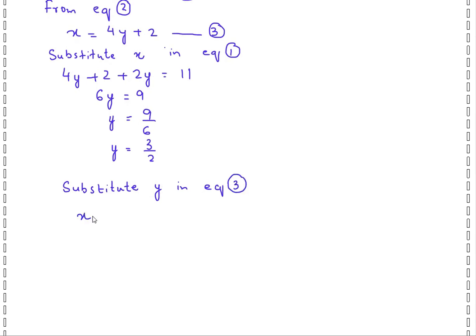So x is equal to 4 into 3 upon 2 plus 2. We'll cancel out this. 2 ones are 2, 2 twos are 4. And then it will be 6 plus 2, which is equal to 8. So the coordinates are 8, 3 upon 2. The value of x is 8 and the value of y is 3 upon 2.